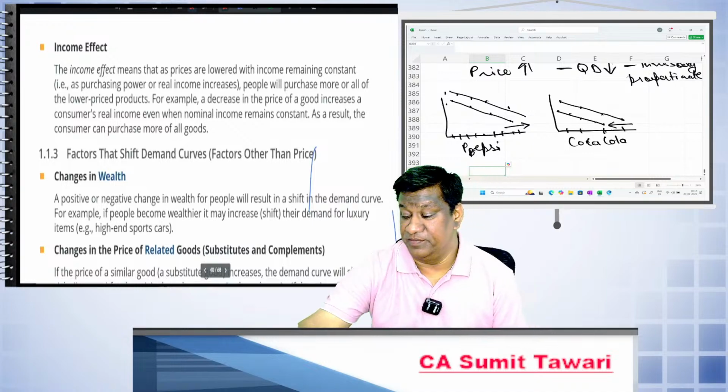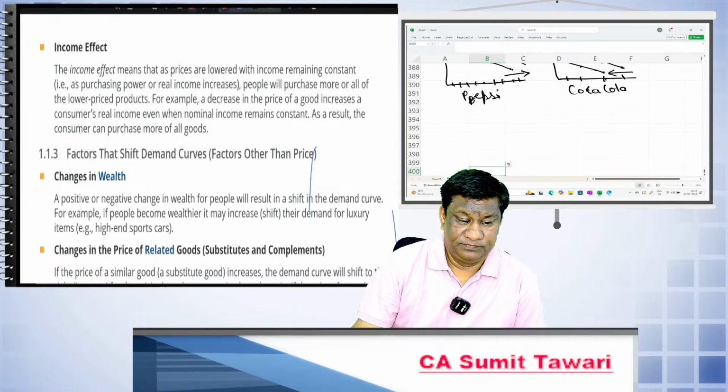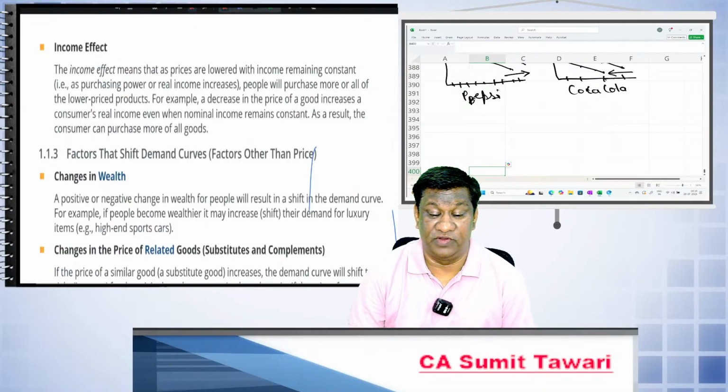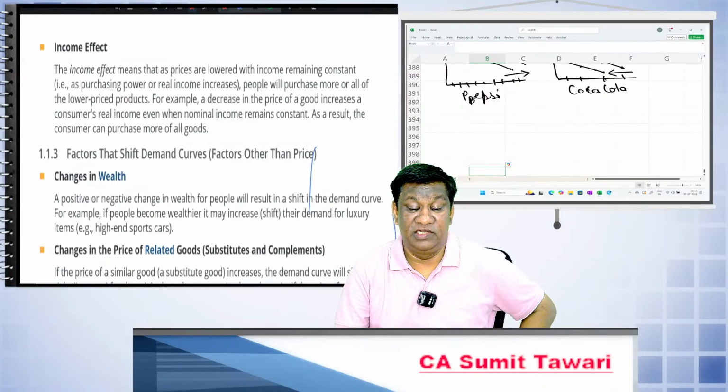Then the income effect. The income effect means that prices are lowered with income remaining constant, so people will purchase more or all of the lower-priced product. For example, a decrease in the price of a good increases a consumer's real income even when nominal income remains constant. As a result, the consumer can purchase more of all goods.